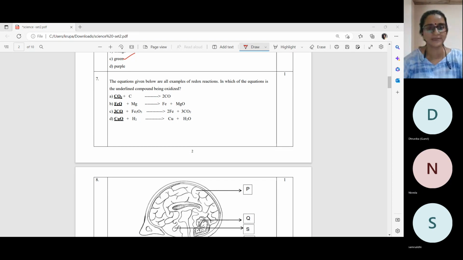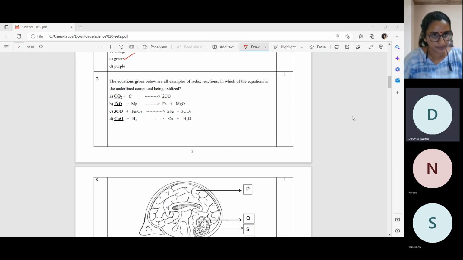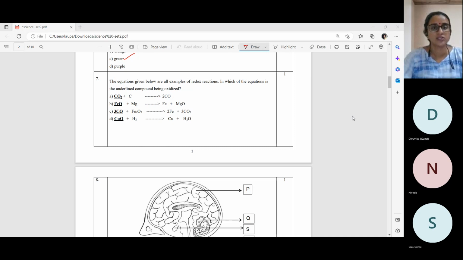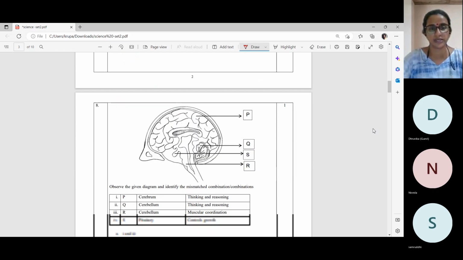Why C? Because CO is getting oxidized to carbon dioxide. Perfect. So in everything else, you have the removal of oxygen occurring. This is going from carbon dioxide to carbon monoxide. This is going from FeO to Fe. This is going from CuO to Cu. Because of this removal of oxygen, none of these are being oxidized. They're all being reduced. Brilliant. Let's go to the next one.